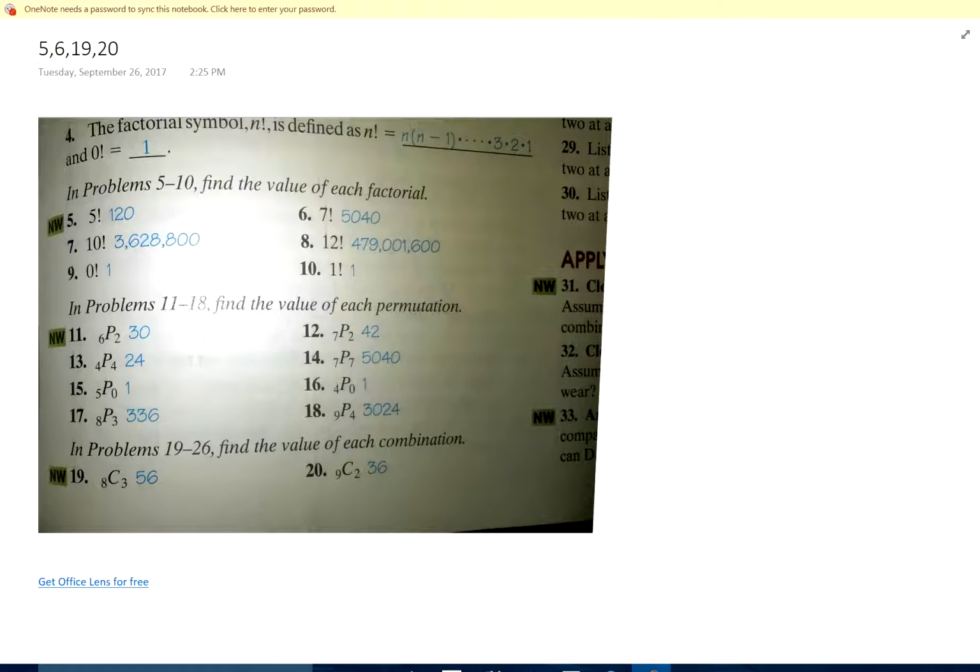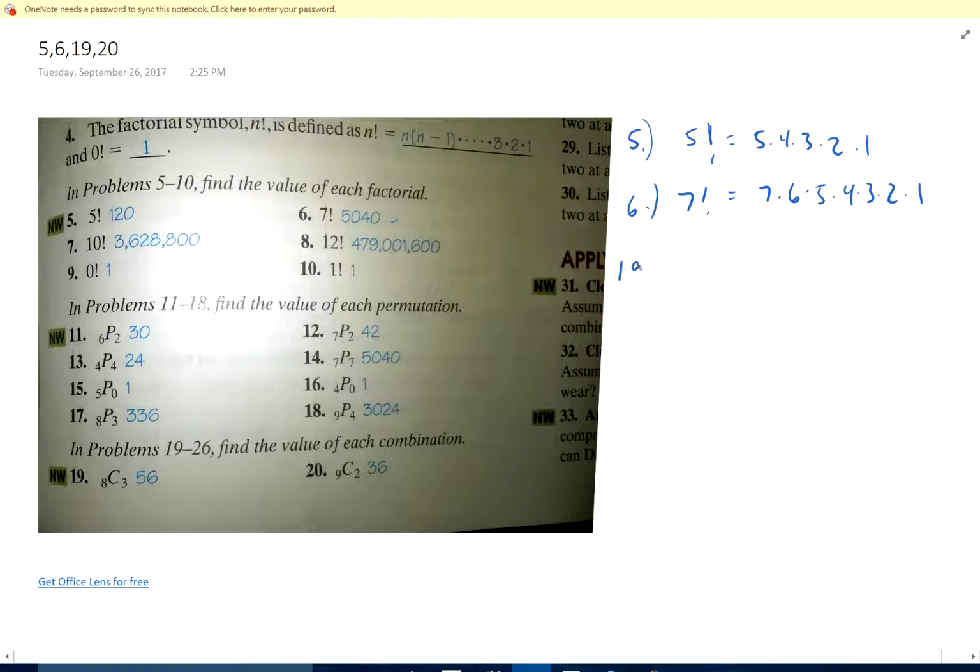All right, here's homework 5 on section 5.5. Problem number 5 is 5 factorial, so these are going to be real quick. 5 factorial is 5 times 4 times 3 times 2 times 1. Number 6, 7 factorial is 7 times 6 times 5 times 4 times 3 times 2 times 1. The answers are right there in the blue, of course.